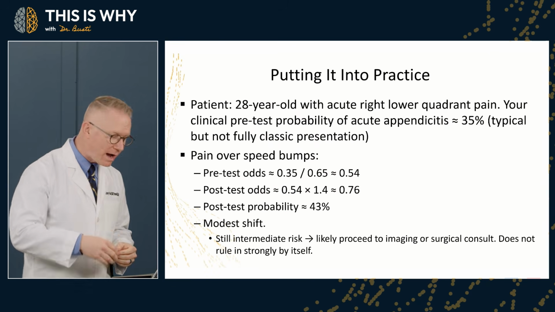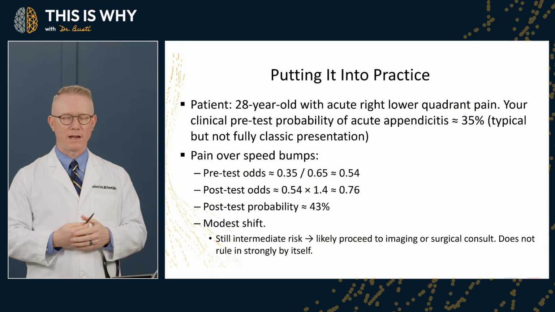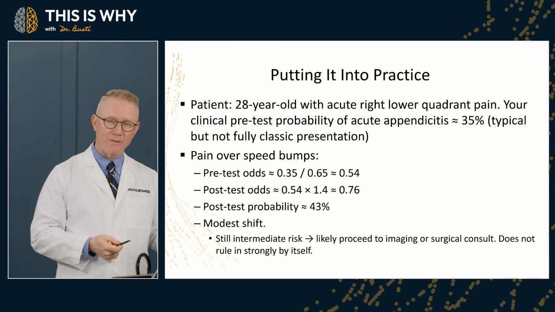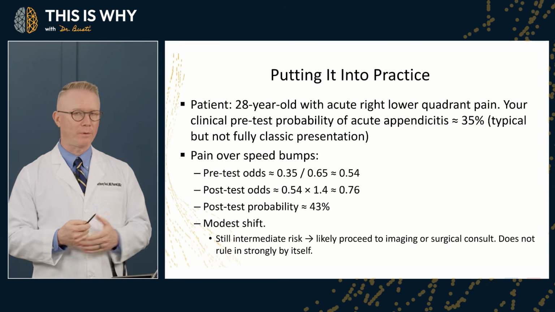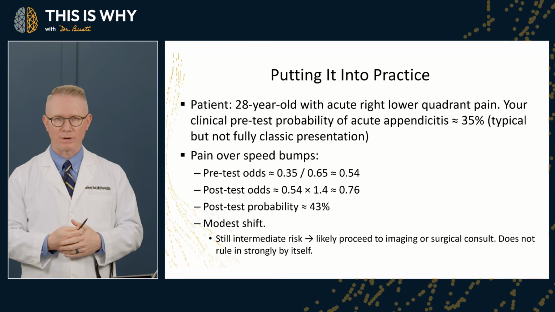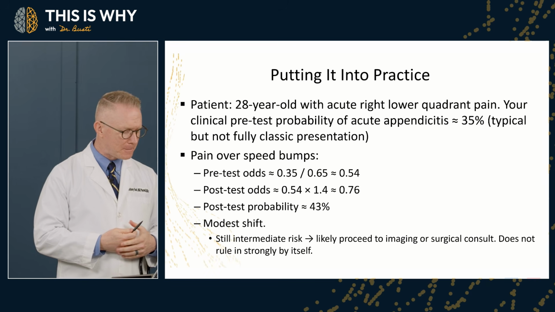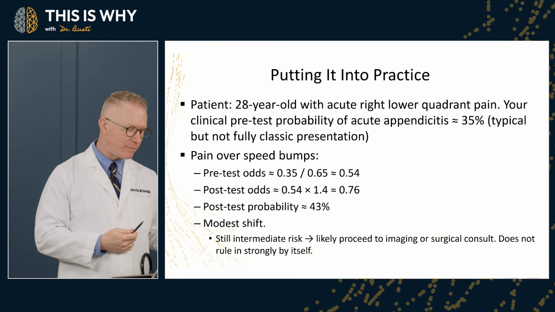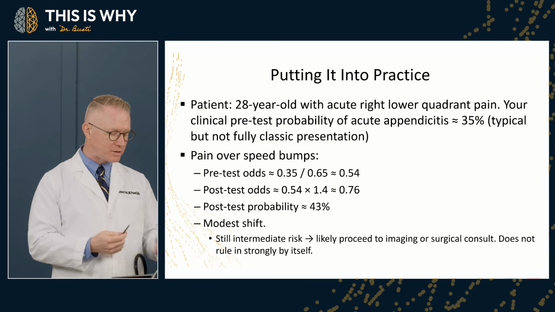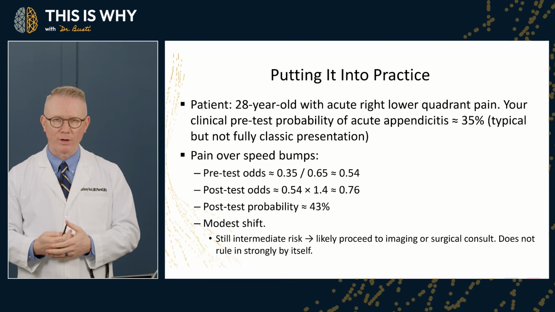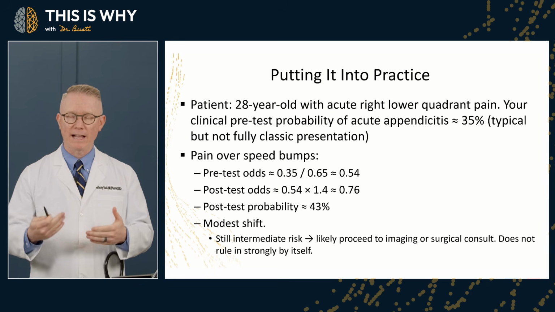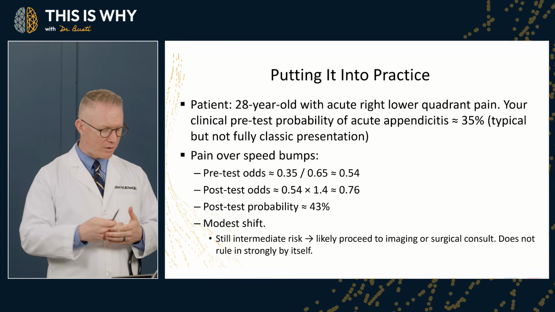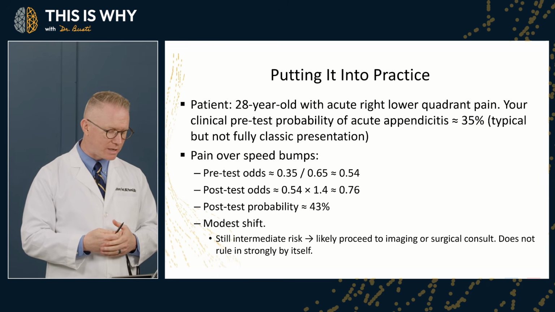And so if we apply that to putting it in our own practice, and I have a 28-year-old with right lower abdominal quadrant pain, right? And I have a pretest probability for acute appendicitis that I estimate to be 35%. Okay, then I can now calculate my pretest odds, my post-test odds, my post-test probability. So you can see that my post-test probability did go up a little bit because their likelihood ratio of being positive, right, was greater than 1. So there's a slight intermediate risk.